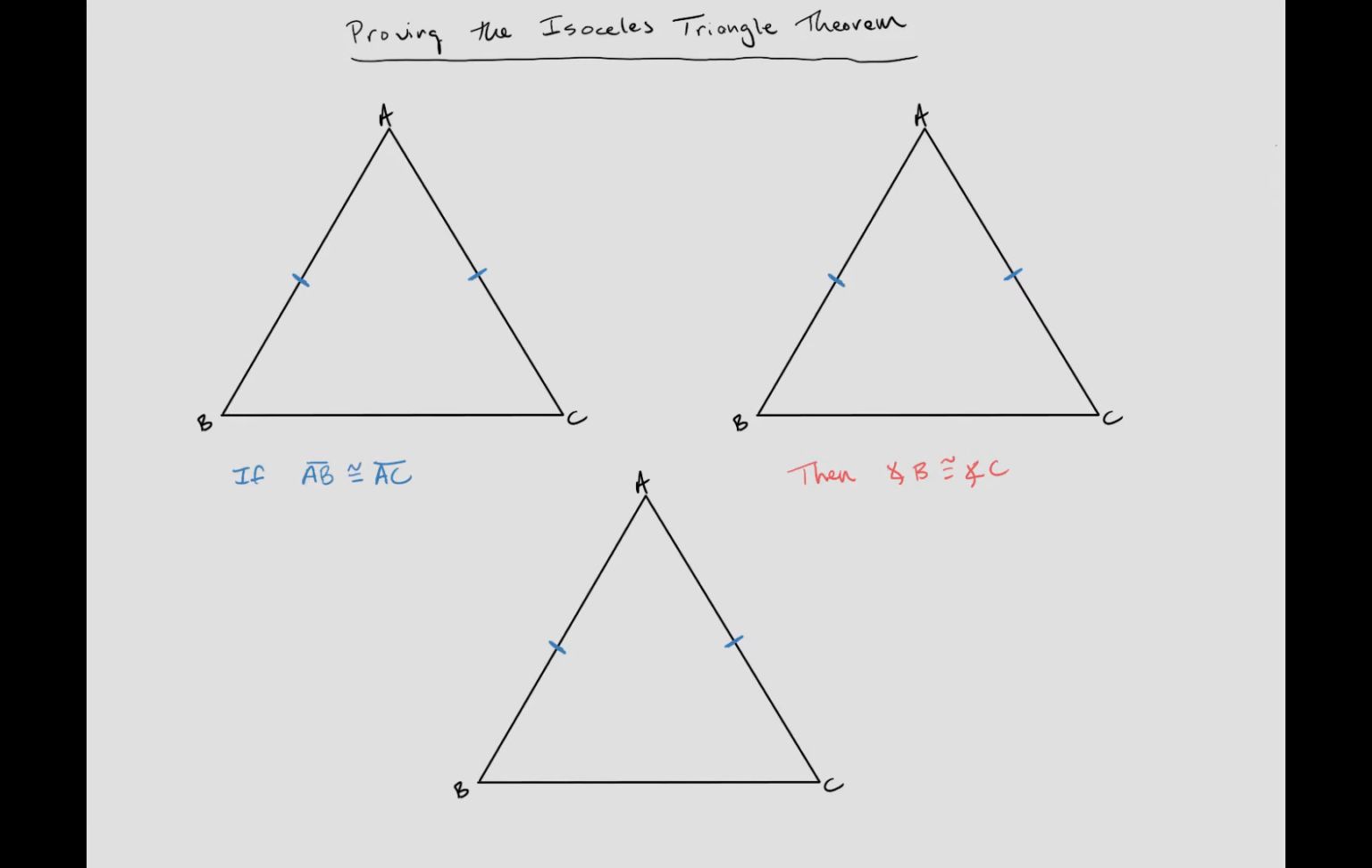One of the reasons that we prove these theorems is it helps us understand why they work, and then hopefully it ingrains in our brain a little bit more what the theorem is in the first place. So the isosceles triangle theorem states that if we have these two sides here that are congruent, which actually tells us that it's isosceles, then we know that the base angles, in this case angles B and C, are congruent to each other. Now, I'm going to use this triangle down here to prove this fact.